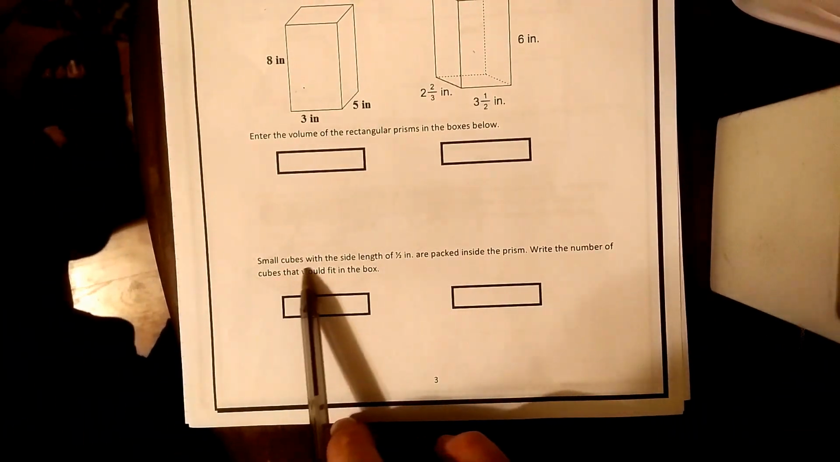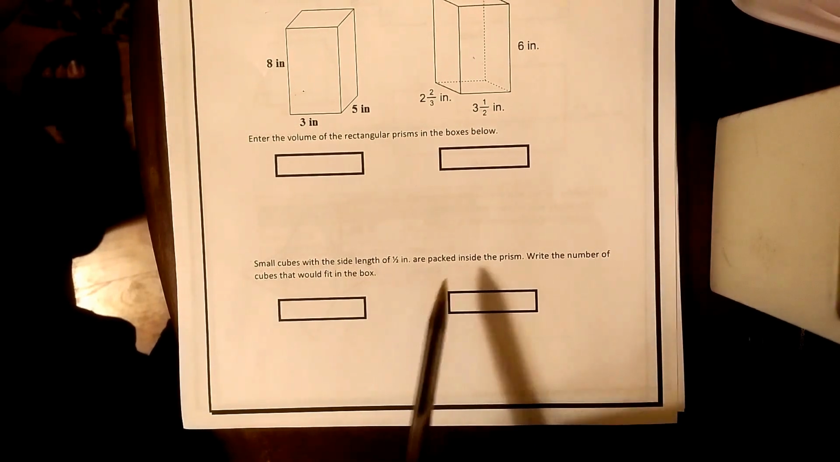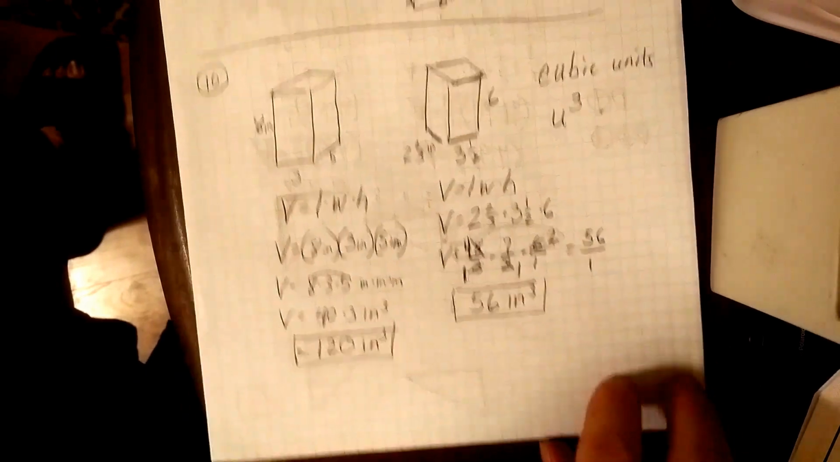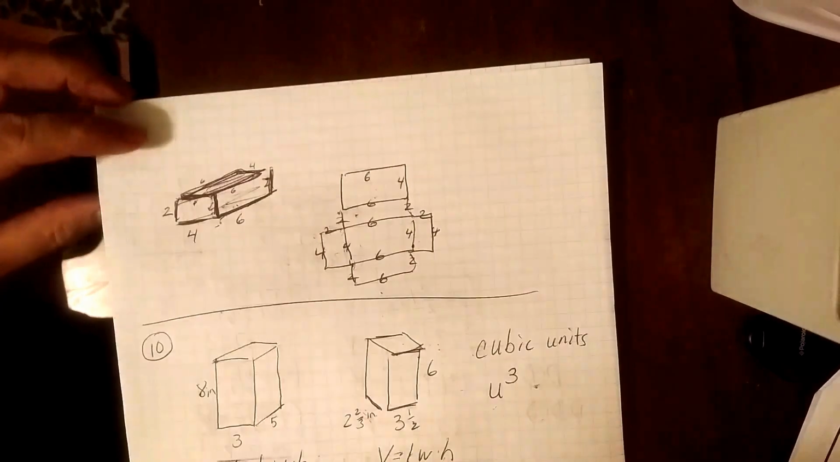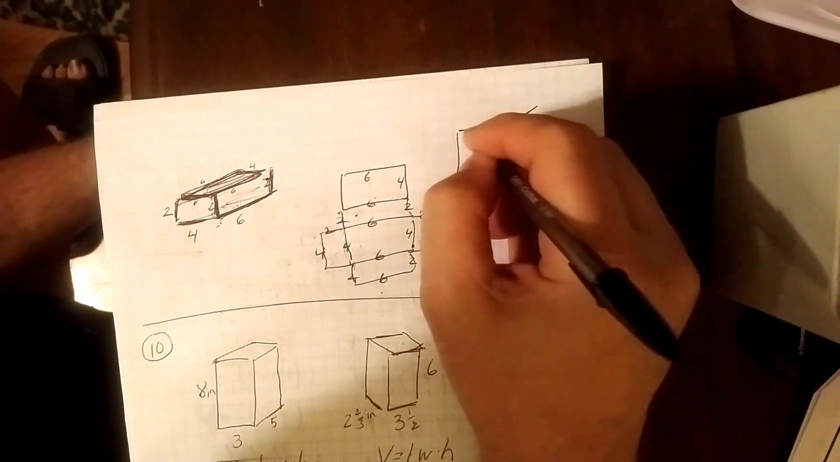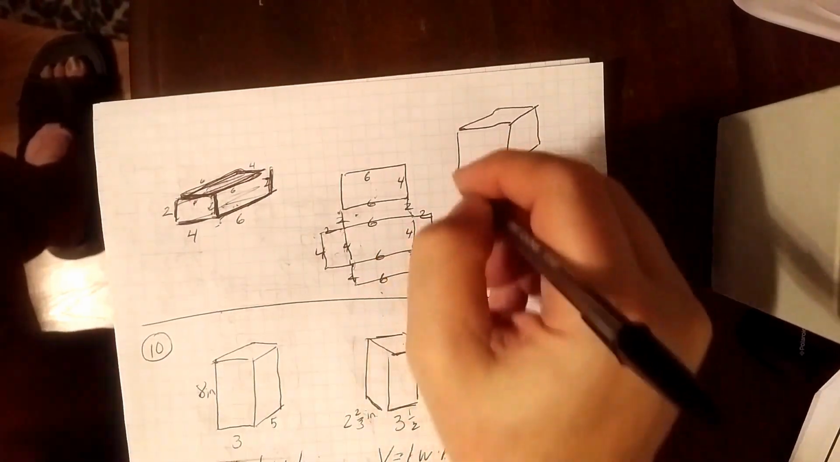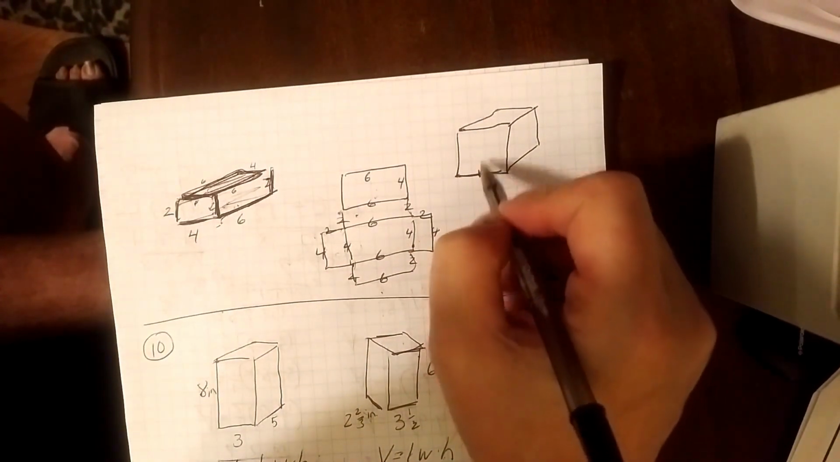Now for our next part, they're telling us small cubes with the size of a 1/2 inch are placed inside the prism. Write the number of cubes that would fit into the box. So we know, for instance, that this is going to take 120 cubes. Okay? So we're just going to take a look up here. So we know that if we have a cube, and we're going to take this and make smaller cubes that are half the size. So that means instead of going all the way across, we're only going to go halfway across.